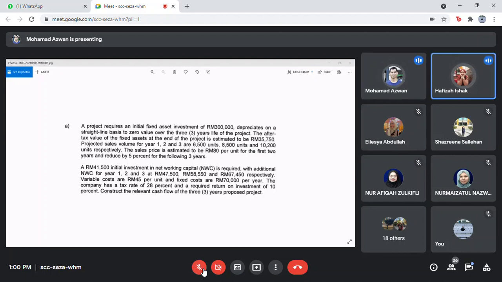A project requires an initial fixed asset investment of 300,000, depreciated on a straight line basis to a zero value over the 3 years life of the project. The after-tax value of the fixed assets at the end of the project is estimated to be 35,750. Projected sales volume for year 1, 2 and 3 are 6,500 units, 8,500 units and 10,200 units respectively. The sales price is estimated to be 18 per unit for the first 2 years and reduced by 5% for the following 3 years.